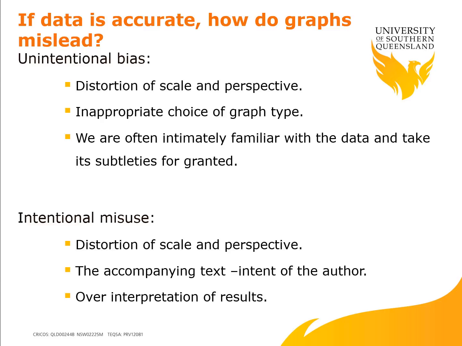So if you've checked your data and you're sure it's all good and everything's all right, how could accurate data produce a misleading graph? Well, there's unintentional bias, and that can come from distortion of scale and perspective, and we'll look at some examples in a moment. There's inappropriate choice of graph, so if you just choose the wrong type of graph for your type of data, you could unintentionally cause bias in how your graph will be interpreted.